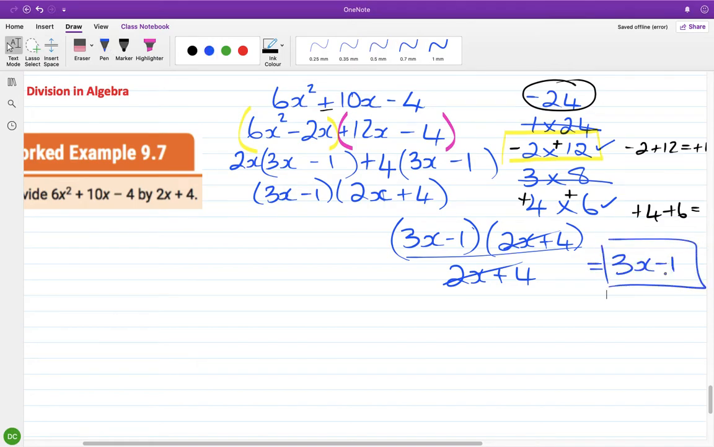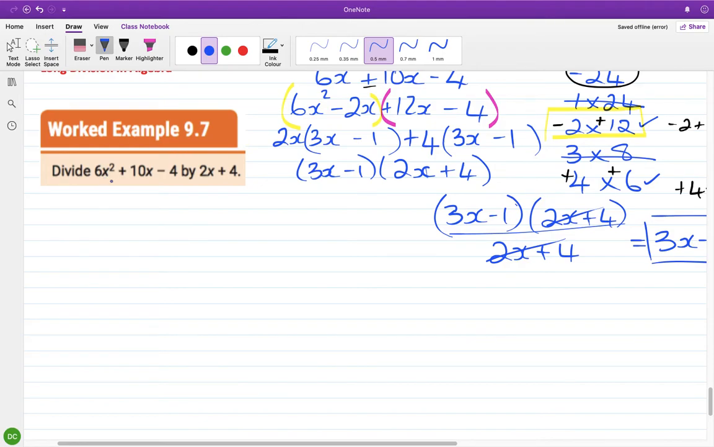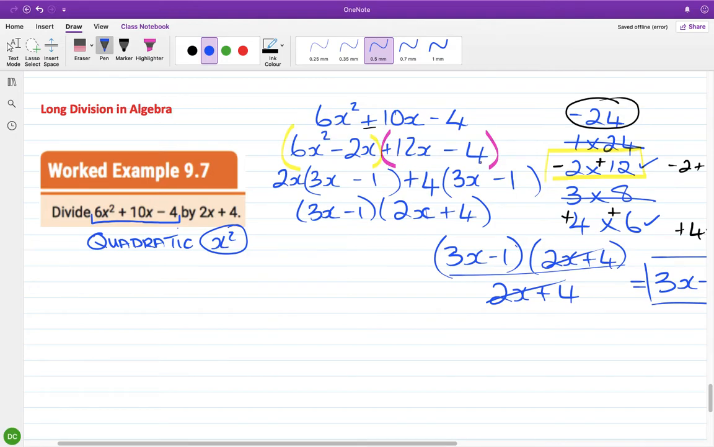Okay, so just to point out, and I know I flew through that one, but I've done it slowly a good few times now. When you are asked to divide, can you see that this here is quadratic? Now, how do we know that it's quadratic? We know it's quadratic because it has an x squared. Okay, so when it's a quadratic that you've been asked to divide, we can do it, if we want, this way. Okay, the way that we did for homework Wednesday.